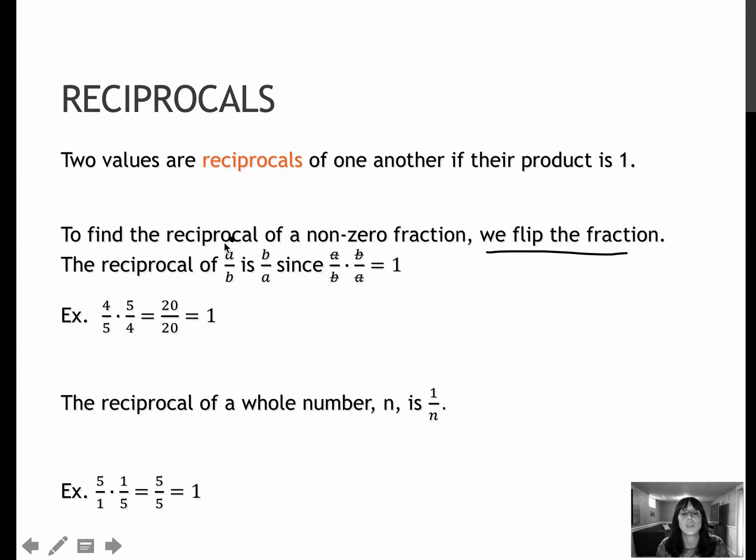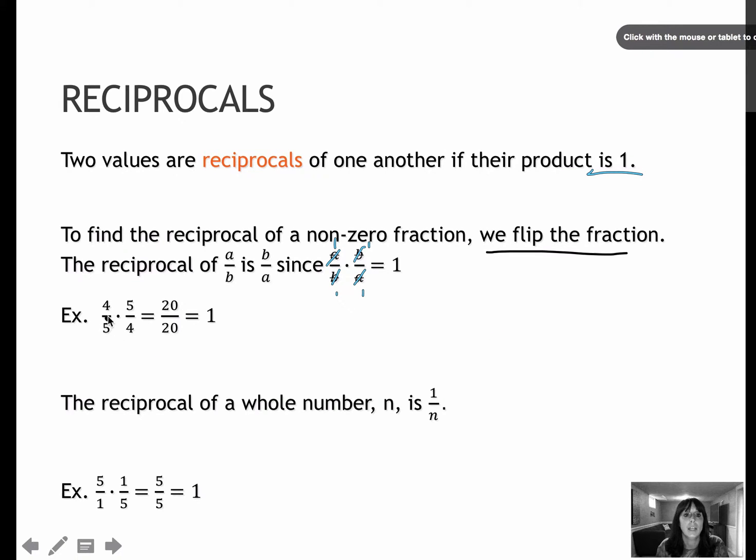So if I tell you that your first fraction is a over b, the reciprocal is b over a, because I took those values and flipped them over. Now the reason that works is because my a's would cancel and my b's would cancel and everything is just one, and so my answer is one. So I know that when I multiply them, their product was one.